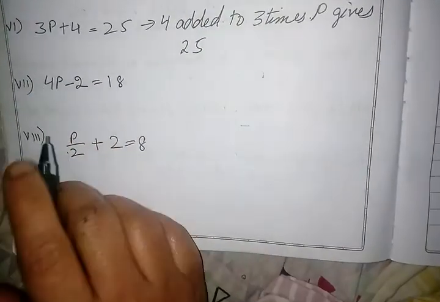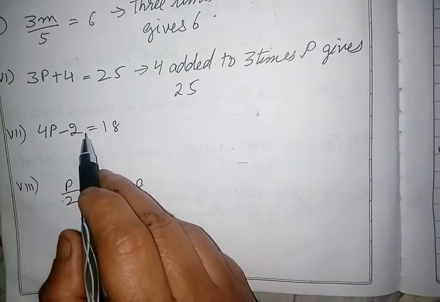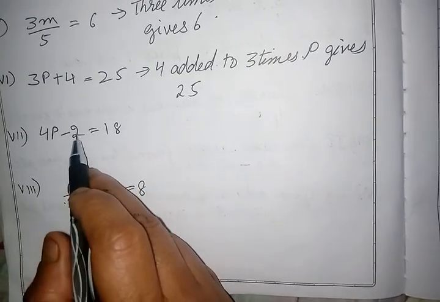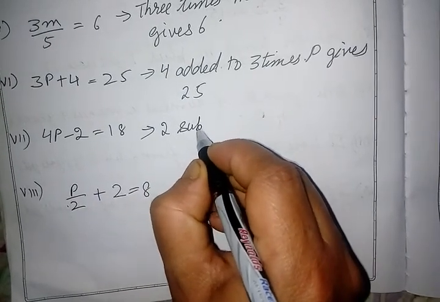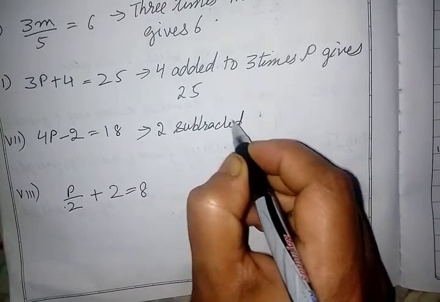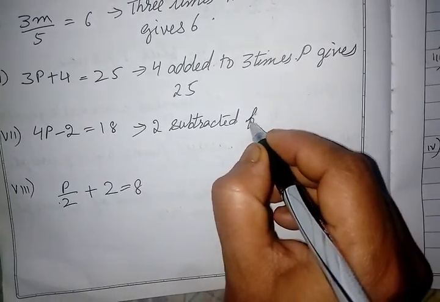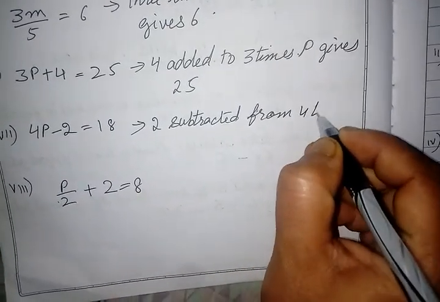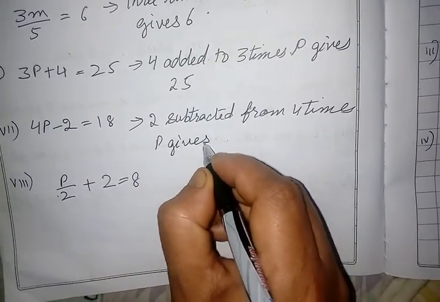Is it clear? 4p minus 2, I can write 4 times p minus 2, or you can write as 2 subtracted from 4 times p gives 18.